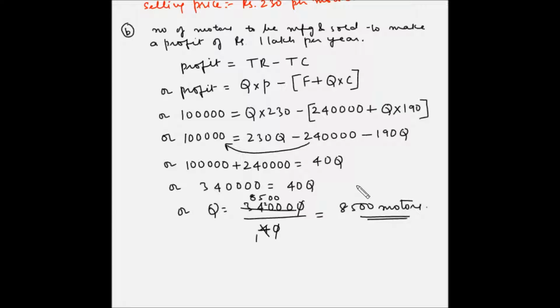Now remember, in the previous step we had come up with a number of 6,000 to break even. So they need to manufacture 6,000 motors in order to be at a no profit no loss situation, and they have to manufacture 8,500 motors in order to make a profit of 1 lakh. Now let's move to the third case, which is that if the selling price is reduced by 15 rupees each, then how many motors have to be sold in order to break even?